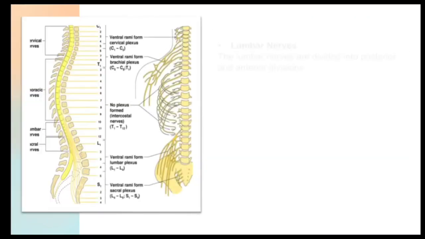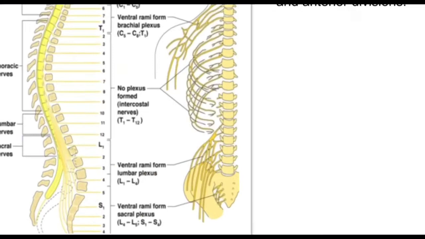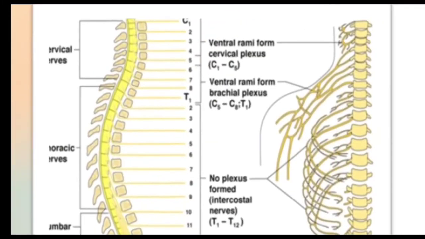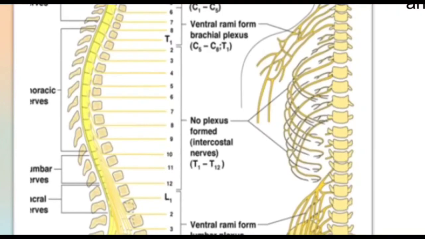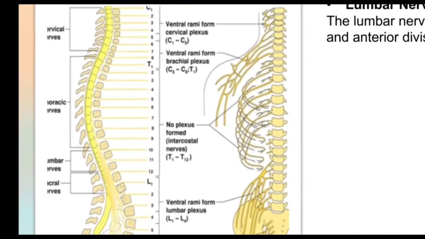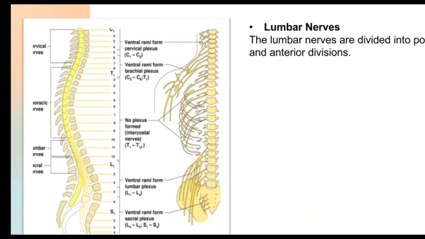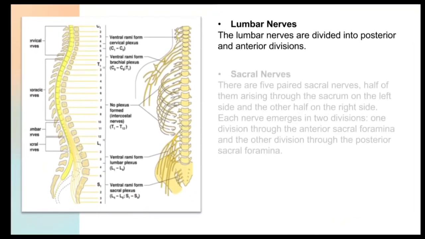So next is the lumbar nerves. Dito siya nakalocate. So the lumbar nerves are divided into posterior and anterior divisions. So next is the sacral, itong pinakababa.